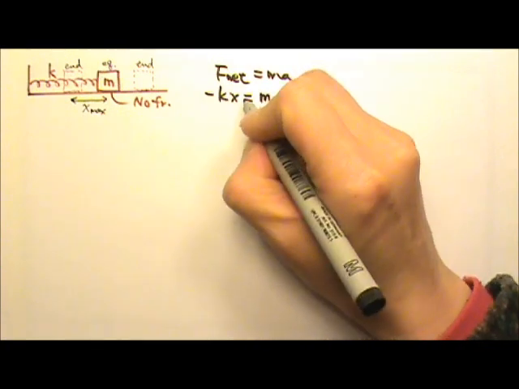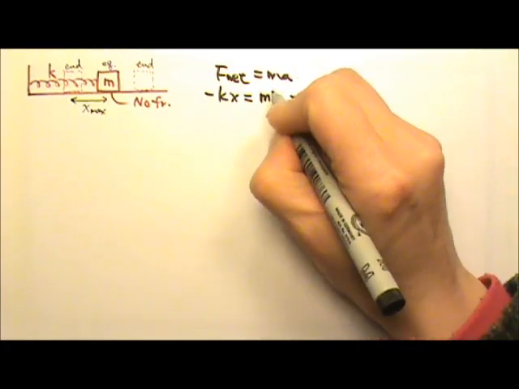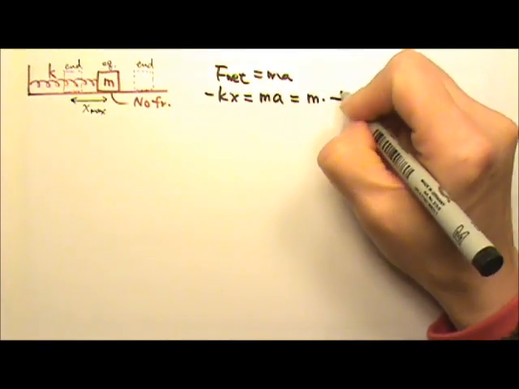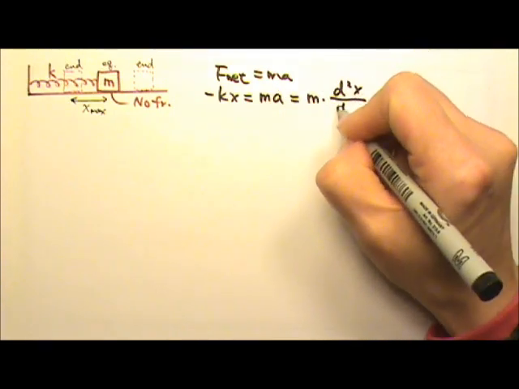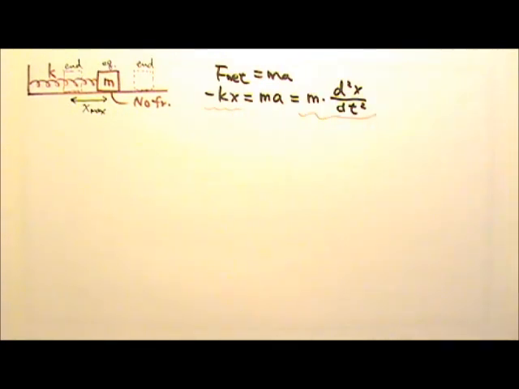And so negative kx equals ma, and then all we have to do is to replace the acceleration with the double derivative of the position. And here we have our differential equation.